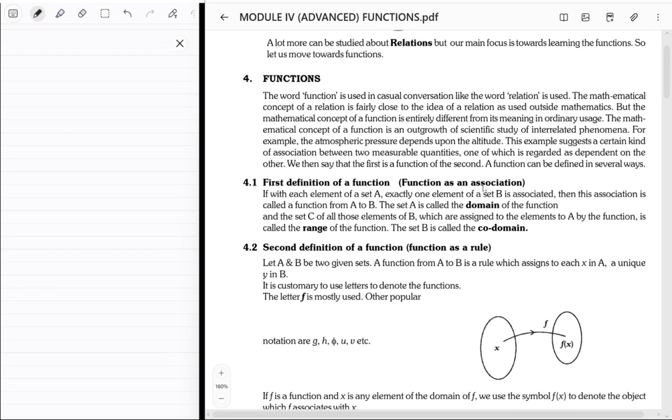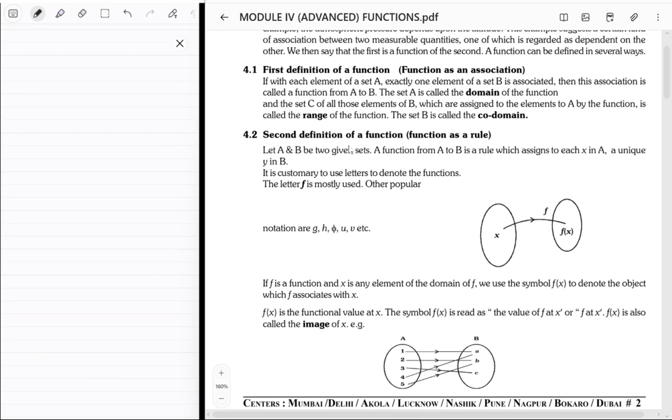First definition of function. A function is an association. If you want elements of A to be associated with elements of B, then the association is called a function from A to B. The set A is called the domain of the function, right? We know that much. So here they just told you what domain is, what range is, what codomain is. So domain is the set on which the function is supposedly defined. Actually, no. On each element, you do have the function defined. So that's how the domain actually is.